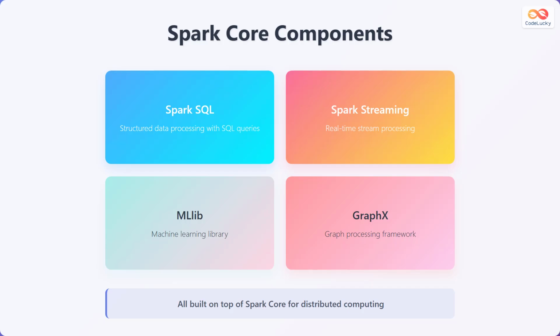Spark consists of several core components including Spark SQL, which allows for structured data processing using SQL queries. Spark Streaming, designed for real-time stream processing. MLlib, which is a machine learning library, and GraphX, which is a framework for graph processing. All these components are built on top of Spark Core for distributed computing.